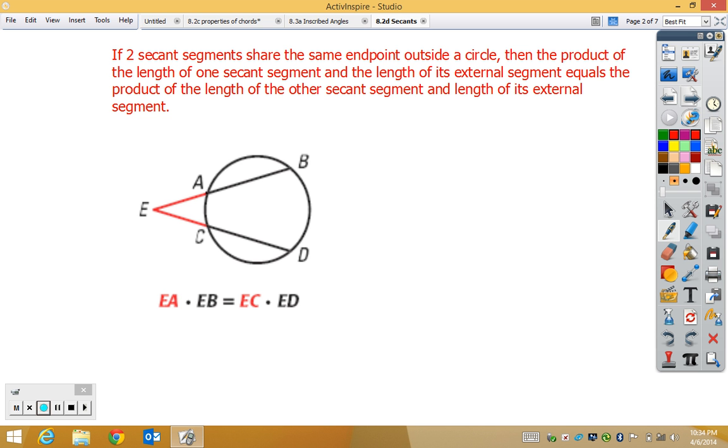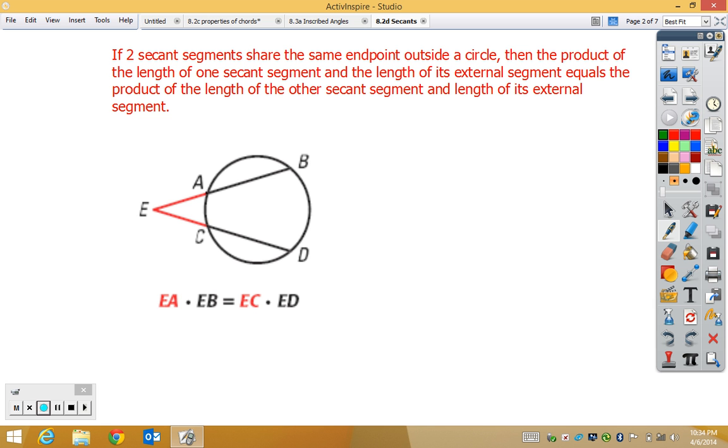And if two secant segments or lines share the same endpoint outside of a circle, then the product of the length of one secant segment and the length of its external segment equals the product of the length of the other secant segment and the length of the external segment. So we have an illustration of that here.